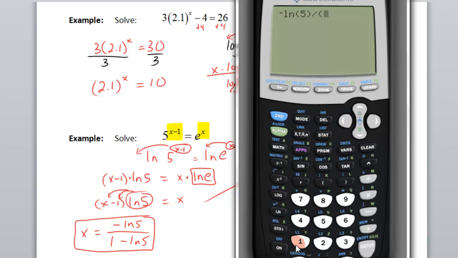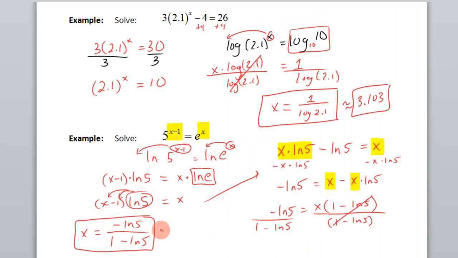So I need to go back and put parentheses and divide by 1 minus the natural log of 5 like this. And then an extra parentheses. So there it says the same thing that I have written. And then I can hit enter and 2.64. So if we put 2.64 in for this x and this x, both sides of those equations will be equal. Maybe you should try that. Put in 2.64 here and 2.64 there.